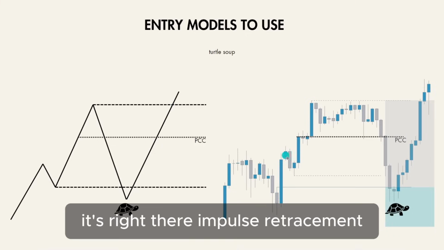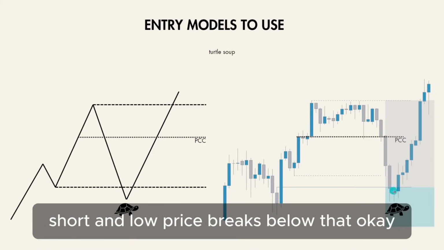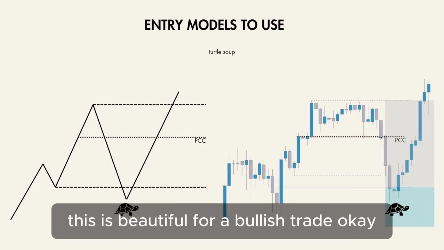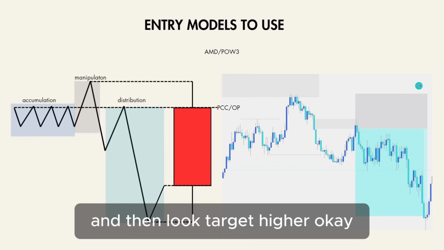It right there. Impulse retracement, short-term low, price breaks below that, okay? And you're also below your PCC. This is beautiful for a bullish trade, okay? And then you look to target higher.